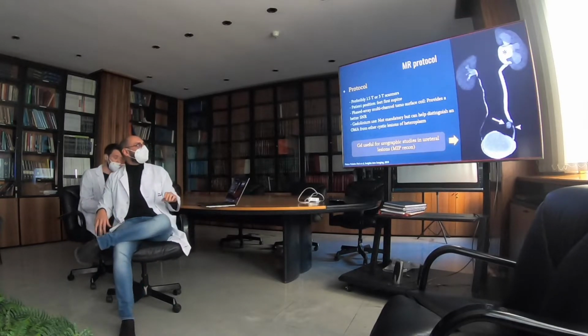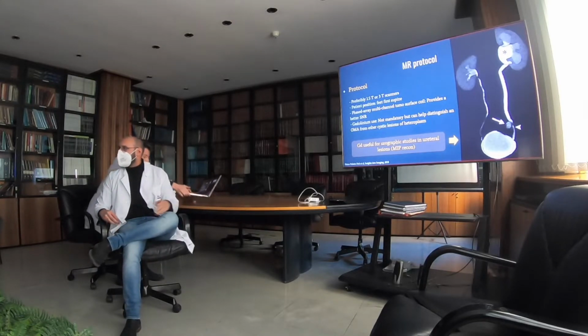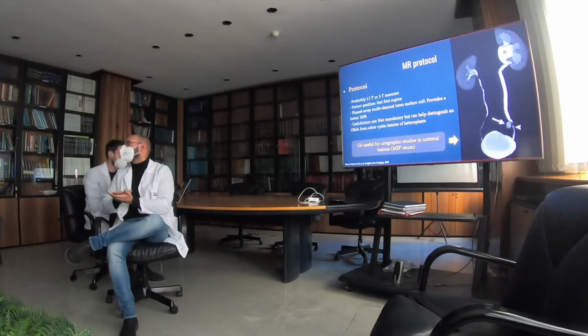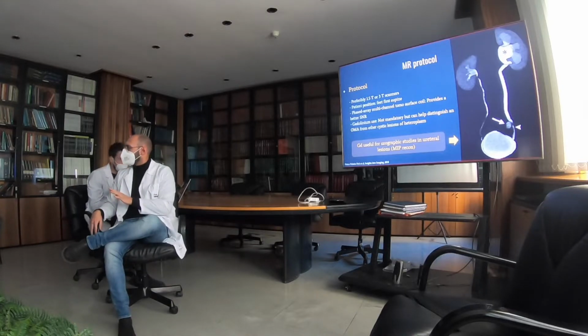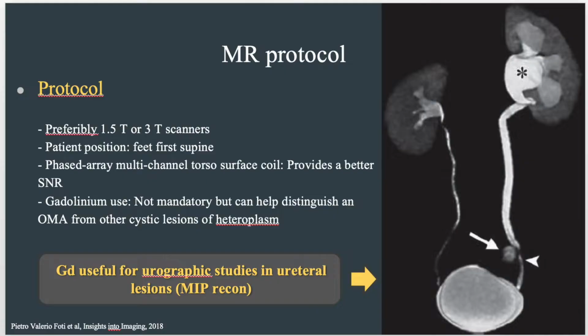Talking about the scanner itself, we prefer using a 1.5 Tesla or 3 Tesla scanner. The patient position is feet first supine, but we can also use prone position in case of claustrophobic patient, or in case of urographic study. And we use a phased array multi-channel torso surface coil, which means that this coil can cover a greater surface of the body while increasing the signal to noise ratio.